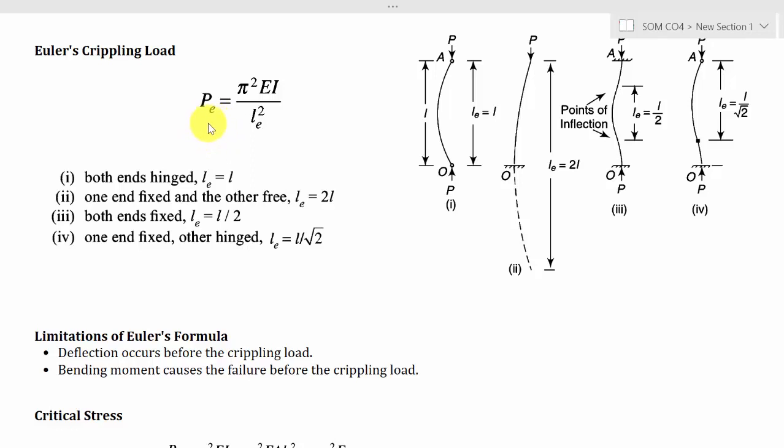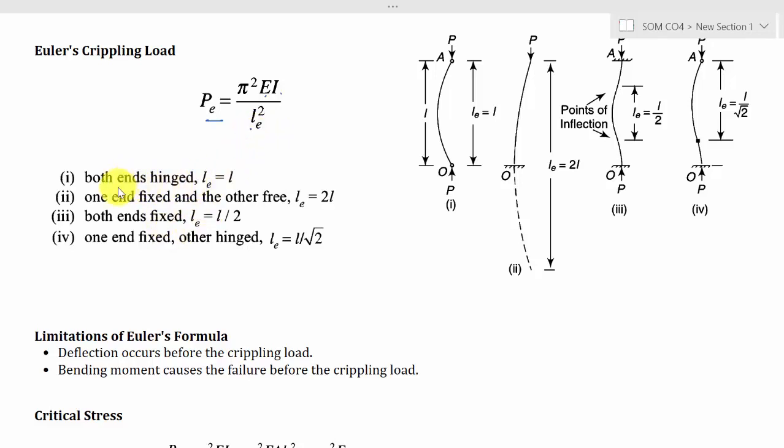This is the crippling load formula by considering Euler's theory. PE is equal to pi square EI divided by LE square. Here E is the Young's modulus of the material, I is the moment of inertia of the cross section, and LE is the equivalent length. This LE depends on the four end conditions.